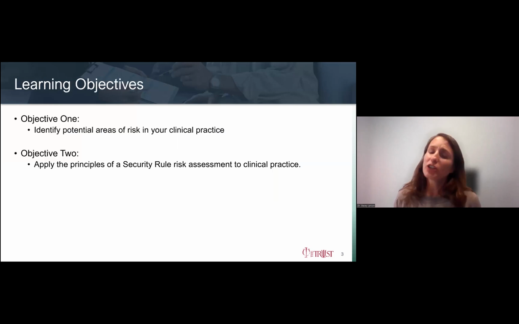And then the learning objectives, what I'm hoping that I can help with today, and what you all will walk away with is some ability to identify some potential areas of risk that might be in your clinical practices, as well as applying the principles of a security rule risk assessment to clinical practice, two of the main tenets of the security rule.